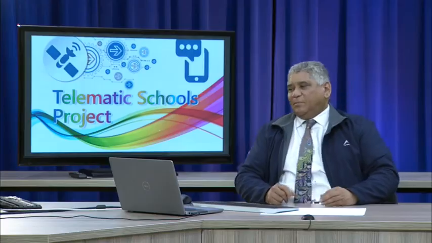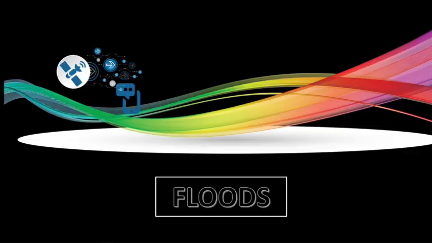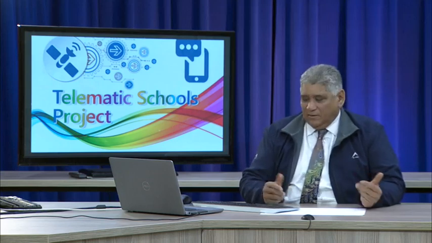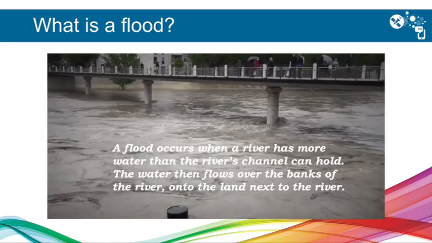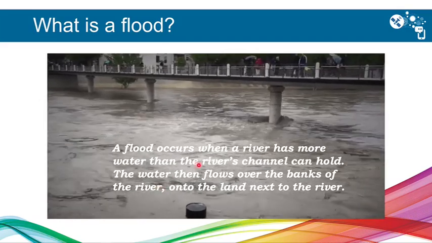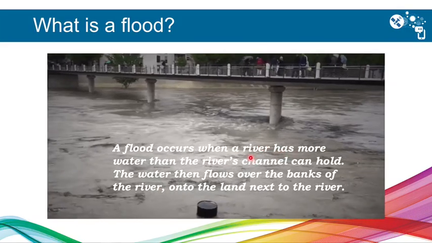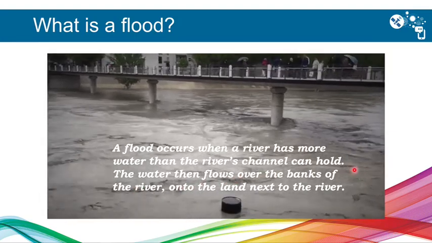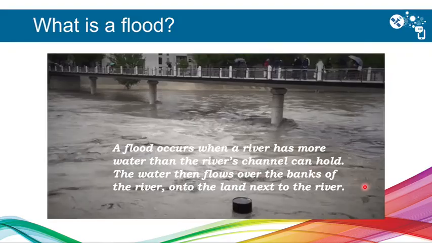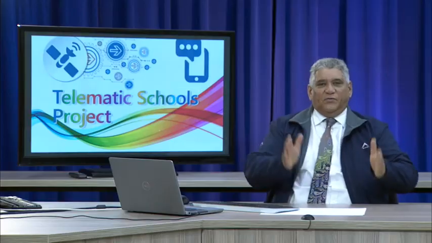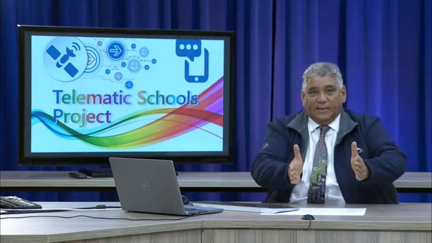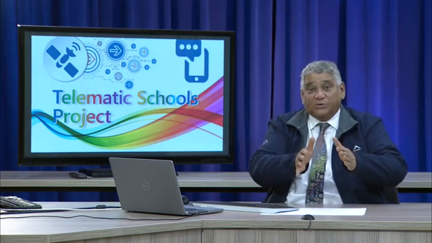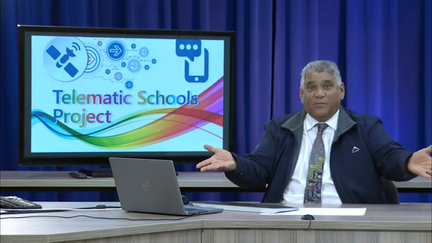Right, our last topic has to do with floods or flooding. Now, the first thing, if you look at flooding, you want to know, but what is a flood? Okay, so let's have a look at what is a flood. A flood occurs when a river has more water than the river's channel can hold. The water then flows over the banks of the river into the land next to the river. So, if you've got a river and that's the channel of the river and it rains so hard that the water cannot be carried by the river alone, what's going to happen? It's going to overflow the banks, and that's a flood.